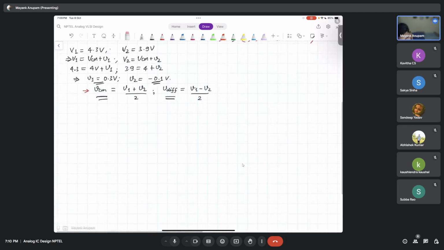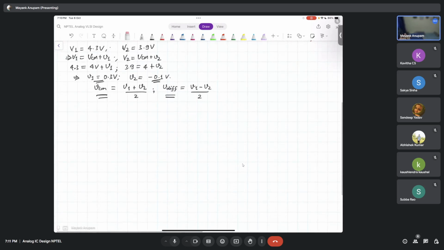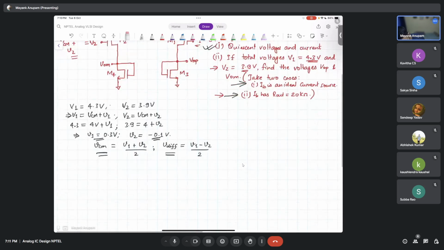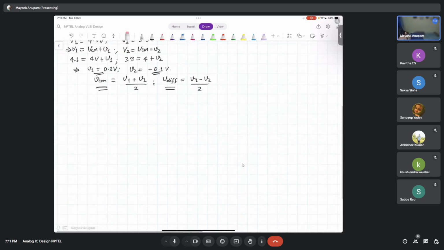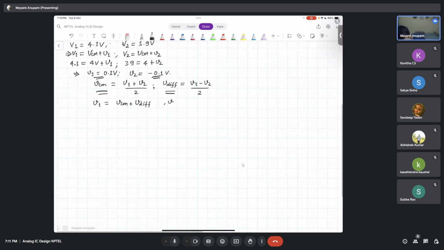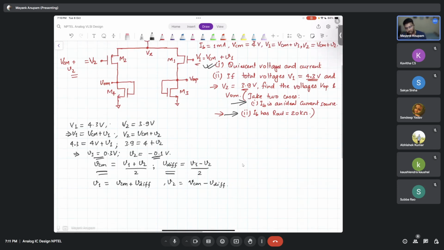Yeah, so this is VCM and V differential. Now if I want to write V1 and V2 in terms of VCM and V differential, what will they be? So this is a small V1. What will be small V1? VCM plus V diff. Okay, and V2 is VCM minus V diff.